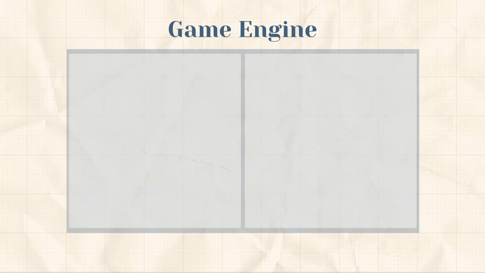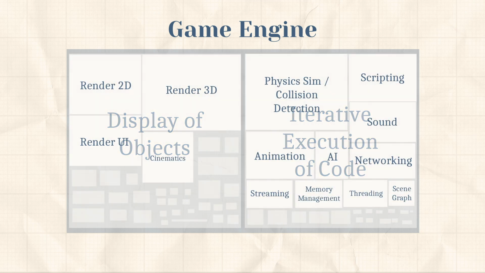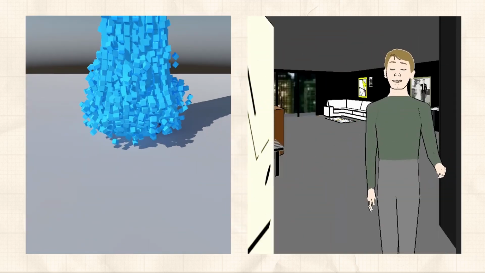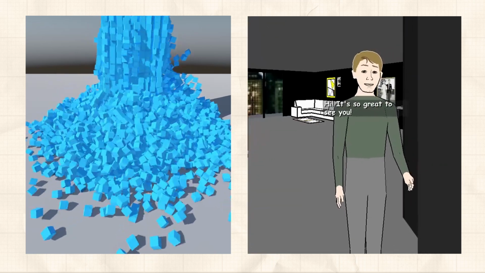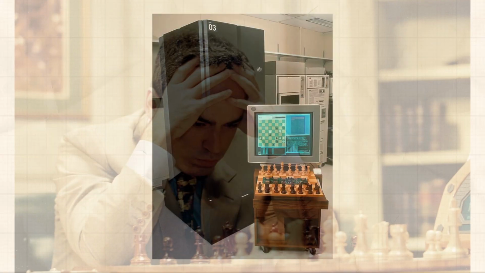Game engines are very similar, but a bit more complex. Their two main tall functionalities are the display of objects and the iterative execution of code. Because these two functions are pretty abstract, game engines are not as accessible as Excel for beginners, but the combination of these two main functions leads to a similar multitude of things you can do with a game engine, ranging from simulating physics to Deep Blue-like interactions.